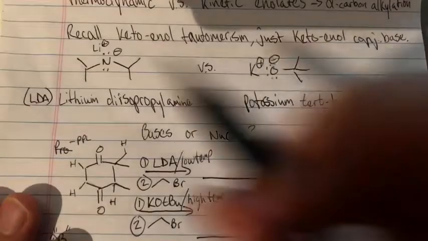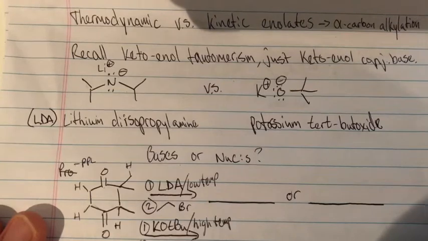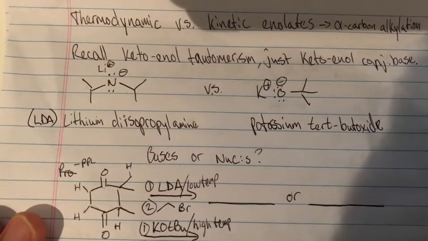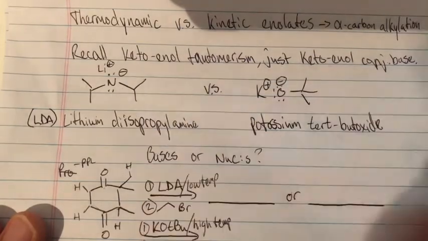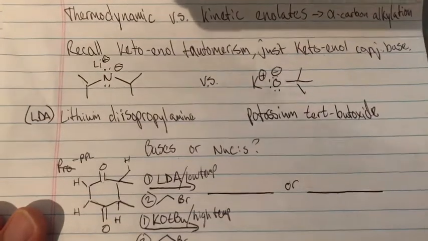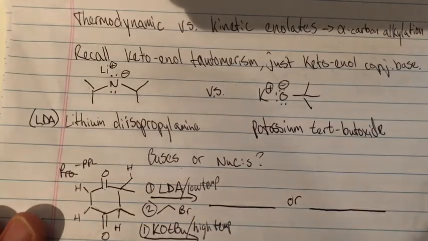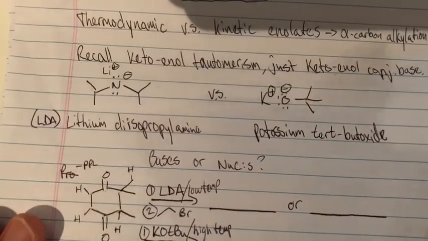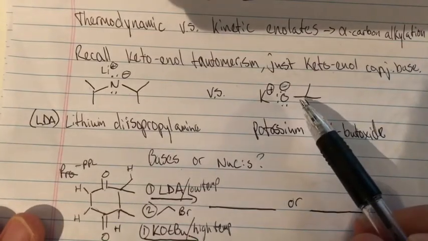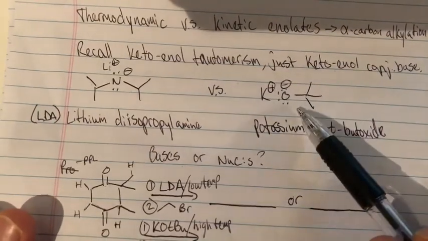So this is what is commonly referred to as LDA. LDA is lithium diisopropylamide. It's very bulky, and it has a very high pKa for its conjugate acid form. So in other words, this is very basic as an anion. And then you have potassium tert-butoxide, which has a lower pKa, somewhere in the neighborhood of 17, 18, 19-ish, somewhere in that neighborhood. So in other words, it's not as strong, but you would use this for a different application.